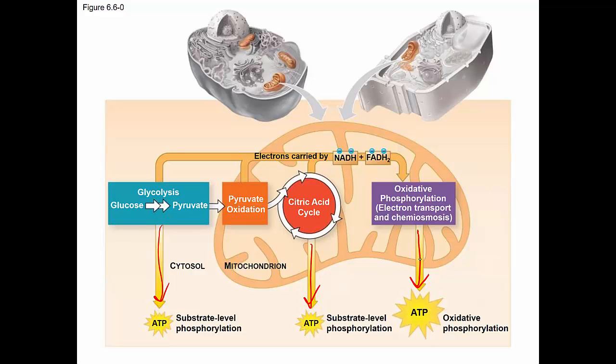The thing I also like about this diagram is it shows you where each of these processes take place. Glycolysis happens in the cytosol, and then pyruvate oxidation, the citric acid cycle, and oxidative phosphorylation all happen in the mitochondria. Remember, going back to chapter 4, I believe, the mitochondria is all about generating ATP. The mitochondria is the site of oxidative phosphorylation, the citric acid cycle, as well as pyruvate oxidation. So that's why it's such an important organelle in energy generation.